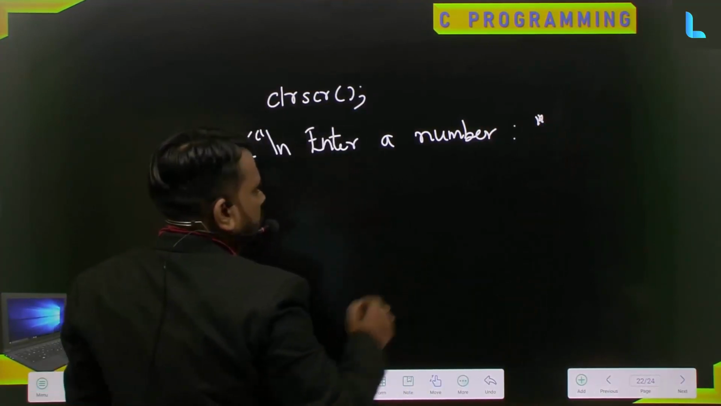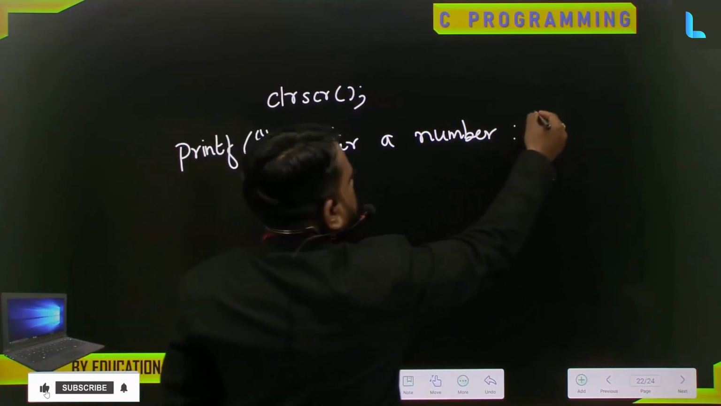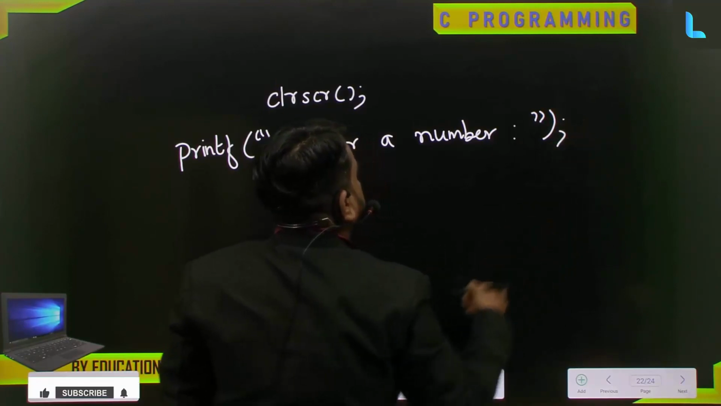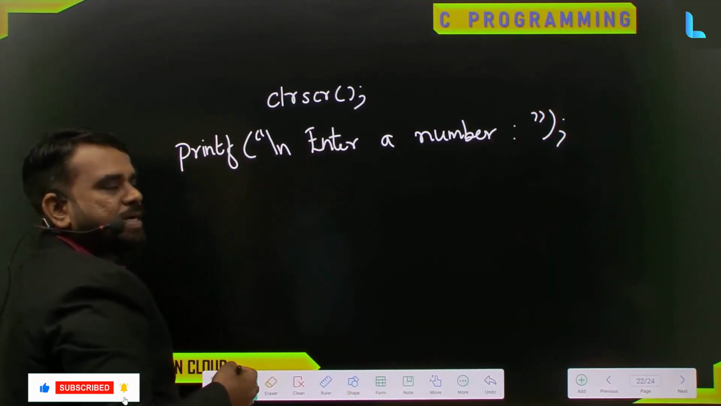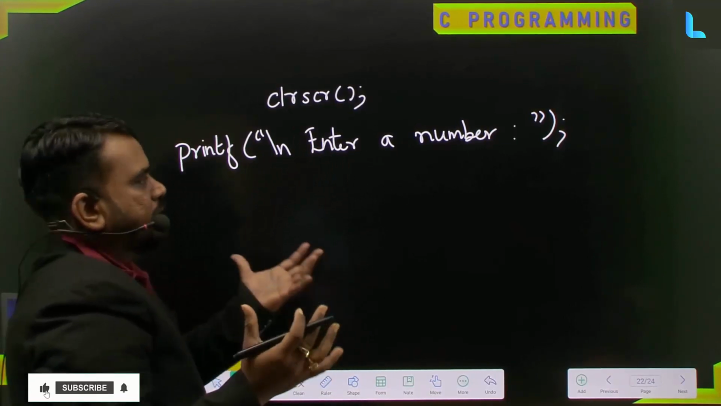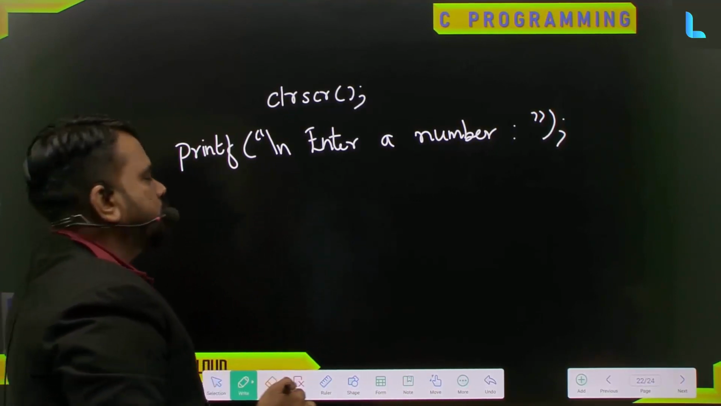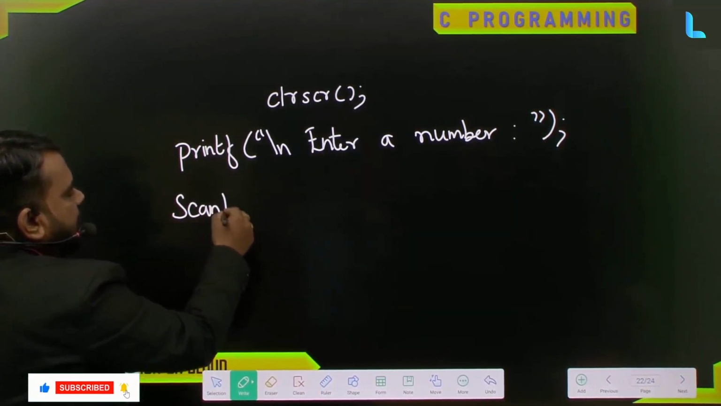So you are supposed to give a double quote here. Closing brace, common brackets, then semicolon. Then after this particular statement is displayed, next the program should be able to accept the value. So in order to accept the value, you use a function called scanf.